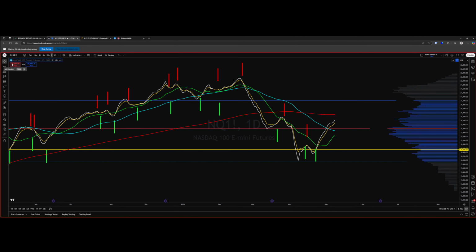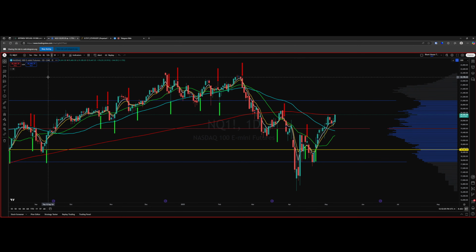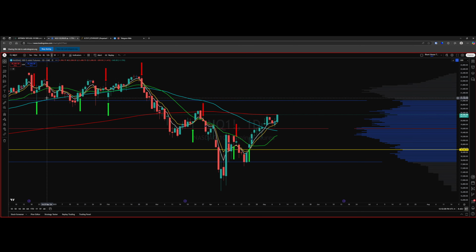So if I was to use a fib on the daily, from the swing high to the swing low of the daily, so from 2200 all the way up to 16300, I see we've just gone past the 618 level, and we're sort of hitting that previous double top that happened on the 25th to the 26th, so the Wednesday and the Thursday of March.